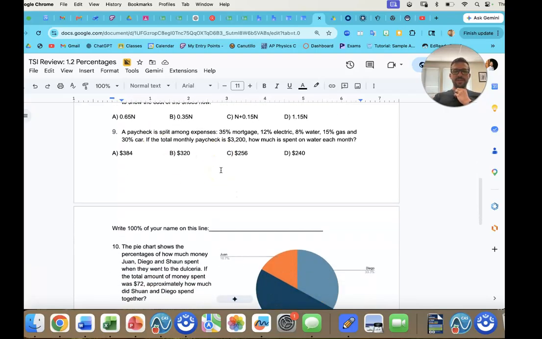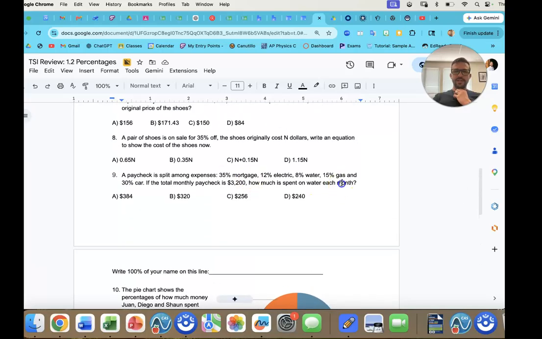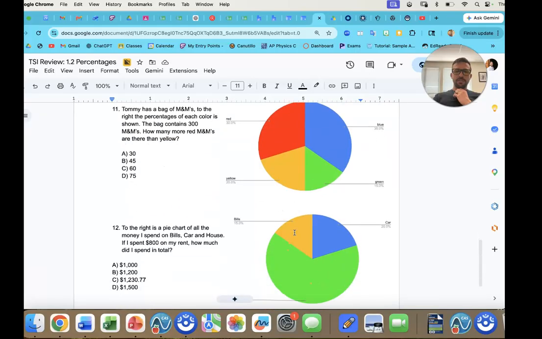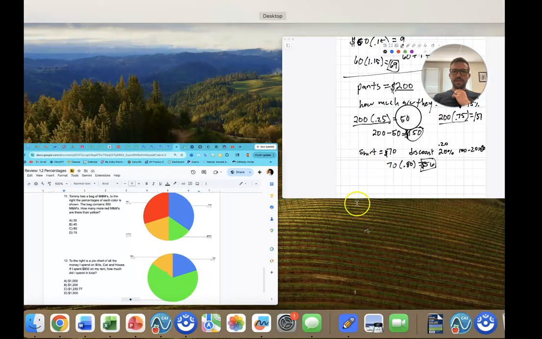They love these pie chart looking ones. This is just like a pie chart. I'll just make a pie chart over here. How about that?